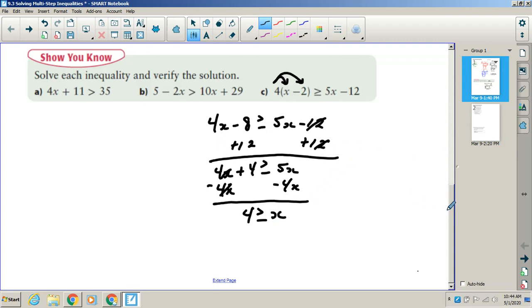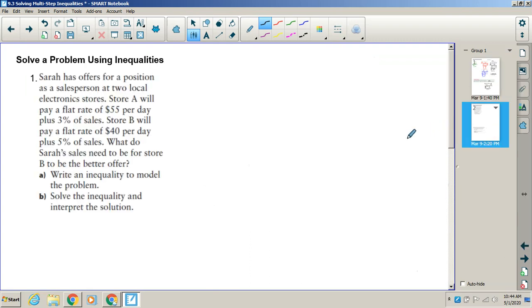That is solving multi-step inequalities. The other thing that you have to do with this section is there will be some word problems, and you have to write an inequality, solve it, and interpret the solution to that inequality.